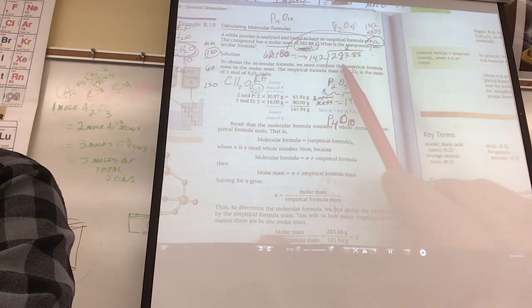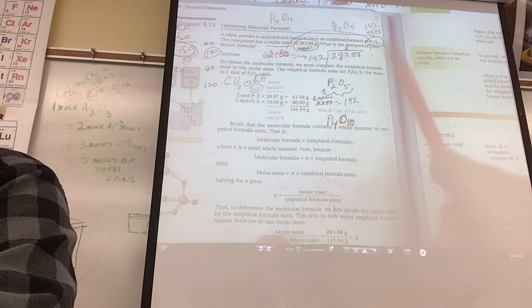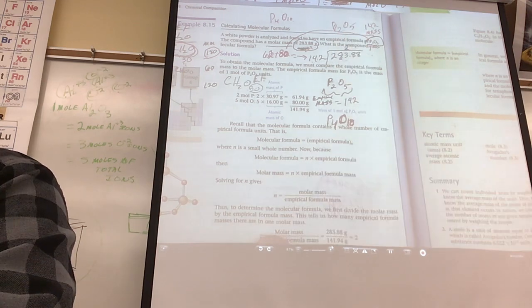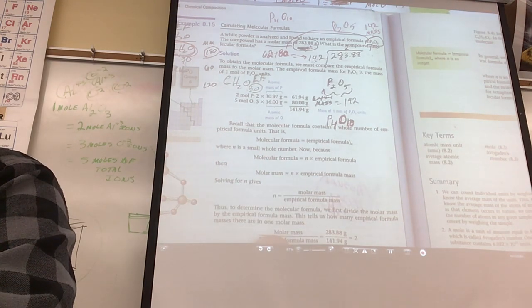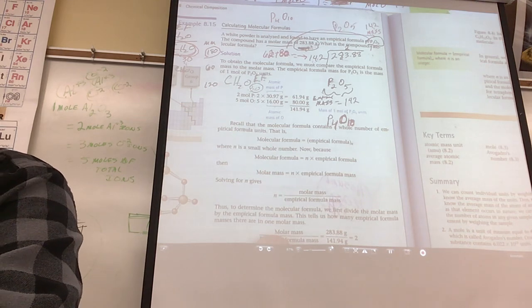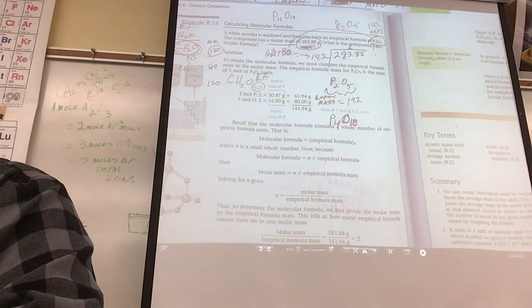So what you want to know is how many of these empirical formulas will fit into that? Or another way of saying it, how many times will 142 go into that one? You see that? 2. And then all you do is take the empirical formula, multiply everything times 2, and you get P4O10. That's pretty neat. That is the easiest part of the chapter. So if they give you the empirical formula and the molar mass, find the empirical mass, divide it in there, and multiply by whatever number that is.